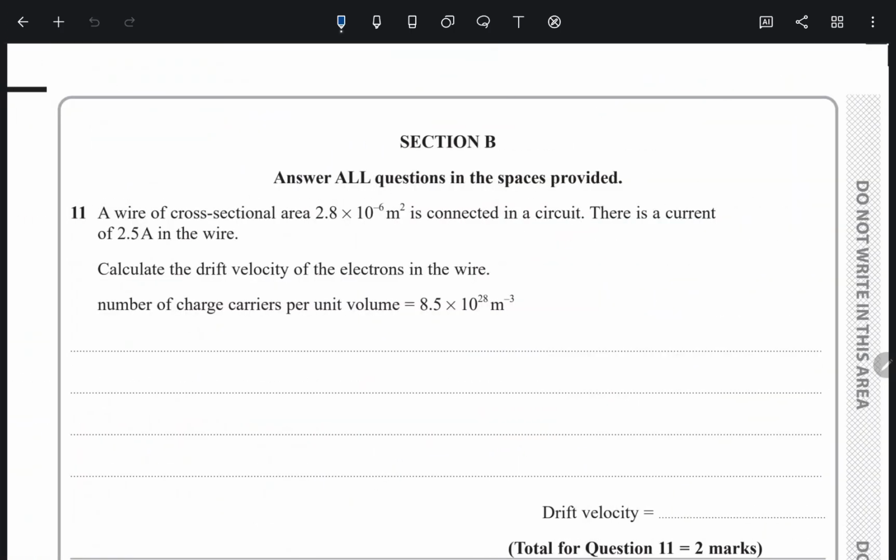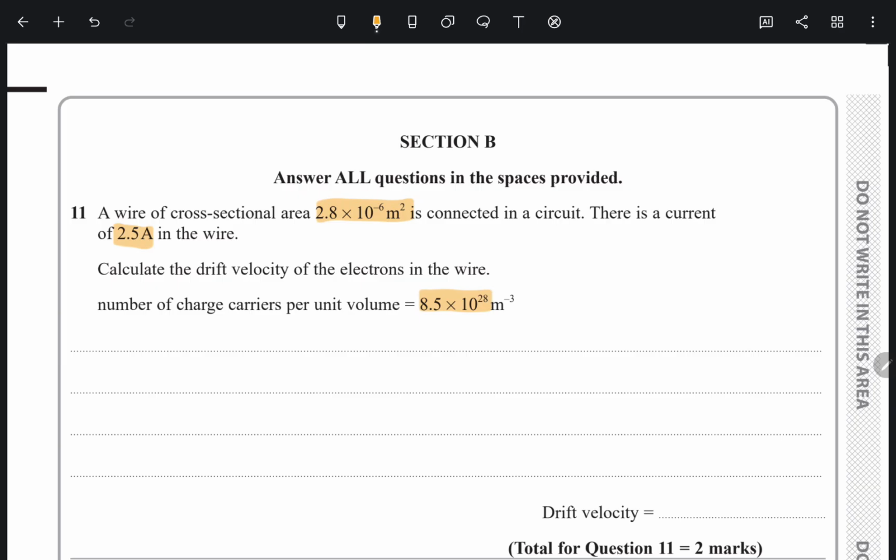A wire of cross-sectional area 2.8 times 10 to the power minus 6 meters squared is connected in a circuit. There is a current of 2.5 amperes in the wire. Calculate the drift velocity of the electrons in the wire. And we're given the number of charge carriers per unit volume as 8.5 times 10 to the power 28 per meter cube.